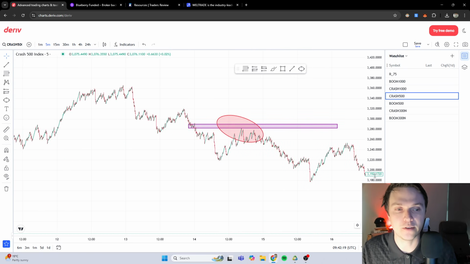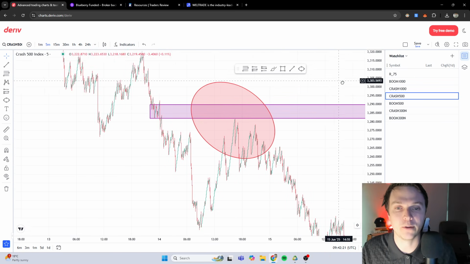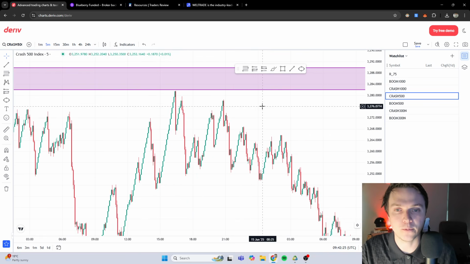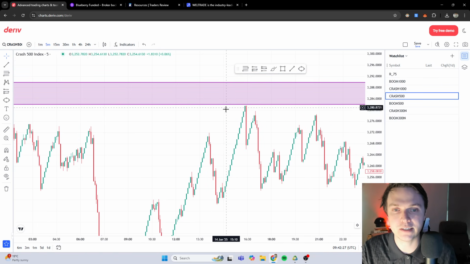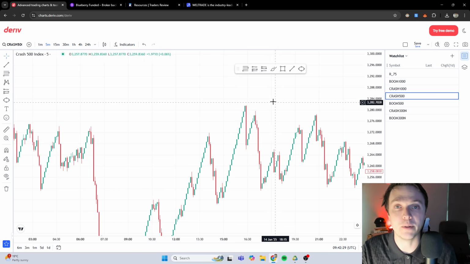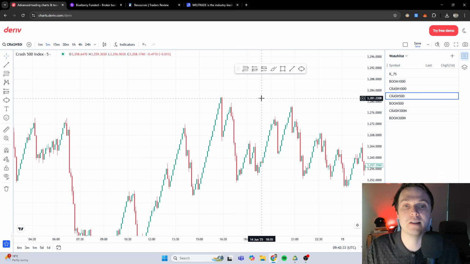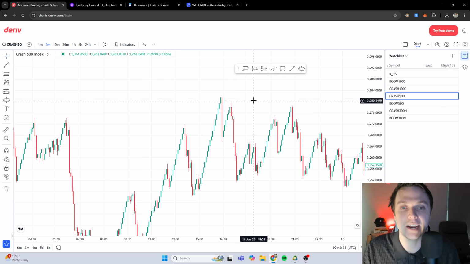Let's quickly go down to the 5 minute. You will see the exact same trade anyway on the 1 minute as well. So now we're here, right? We know that when Crash moves into this type of area here, we are going to keep an eye on it. Now what we do again is look for a break of structure to the downside so that we can catch that sell.